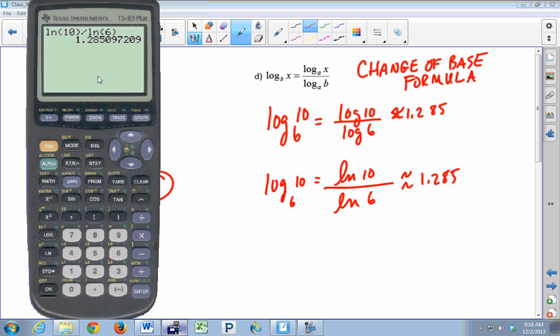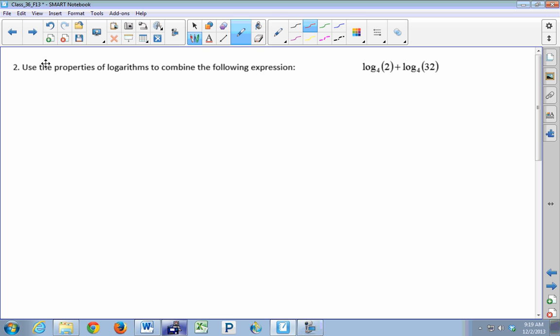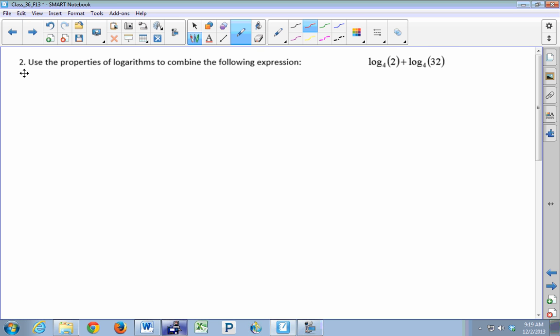Okay. So again, the only way you can really remember these properties is to use them. And like I said, you'll have lots of time to use them today. I'm going to give you a very long group activity, but let's do a couple of these together. So here's the instructions. Use the properties of logarithms to combine the following expression.